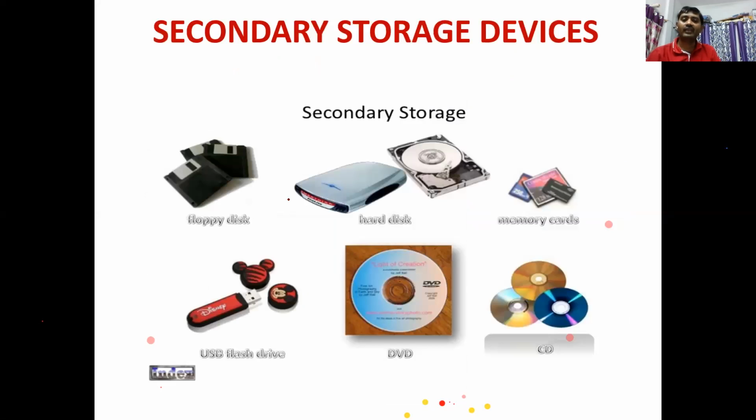In the secondary memory, you can see the devices. This is called a floppy, and this is your hard disk, and this is your memory card. Nowadays most people are not using these memory cards. This CD is almost outdated, and DVD is going to be outdated. Secondary memory generally stores a large amount of data. But this floppy, the basic starting point of secondary memory, has a capacity of storing only 1.4 MB.